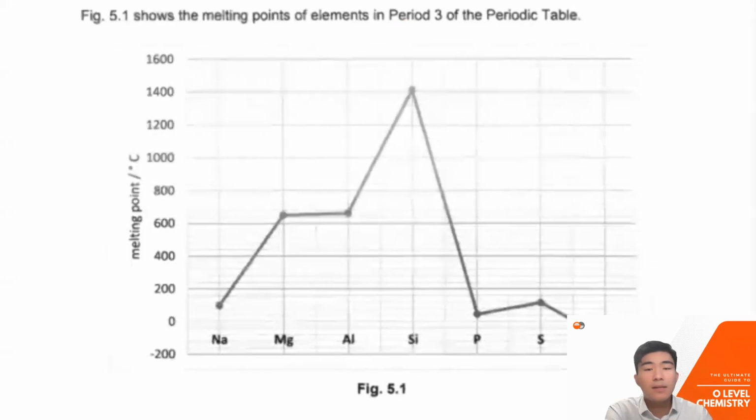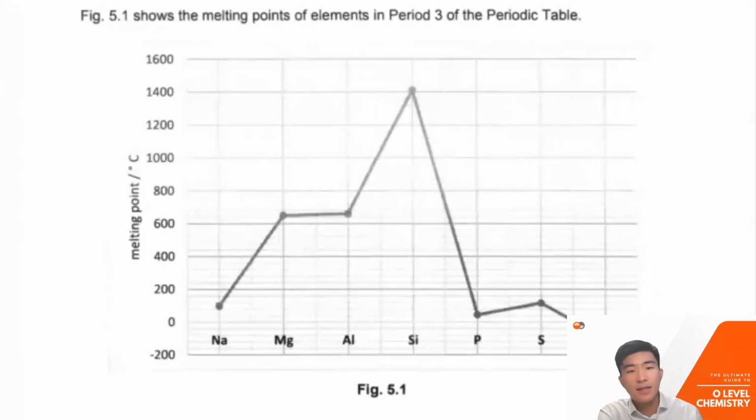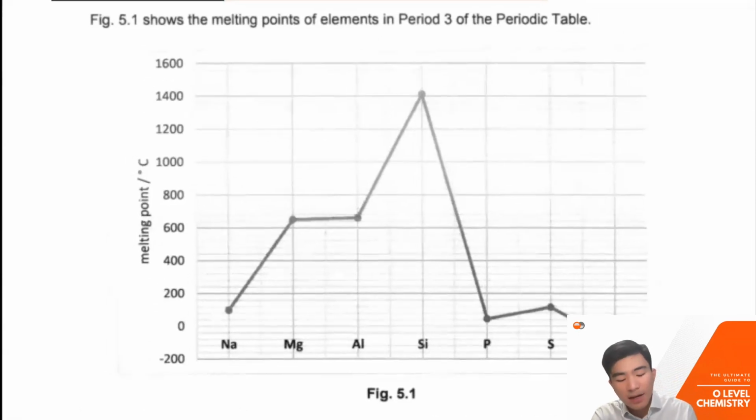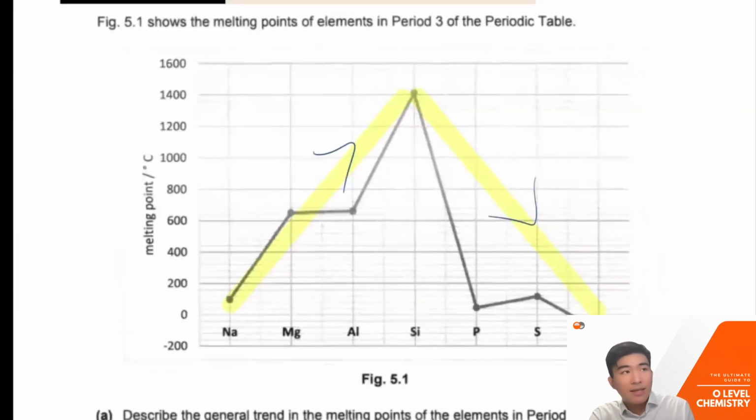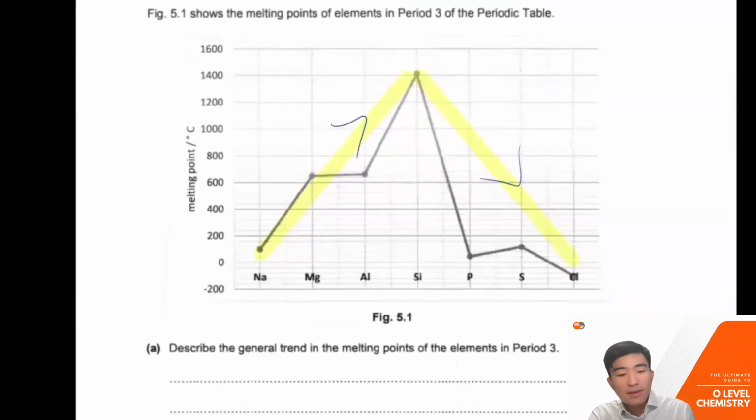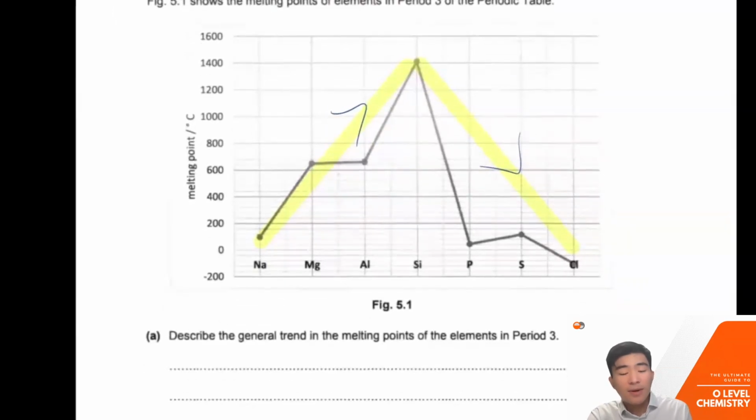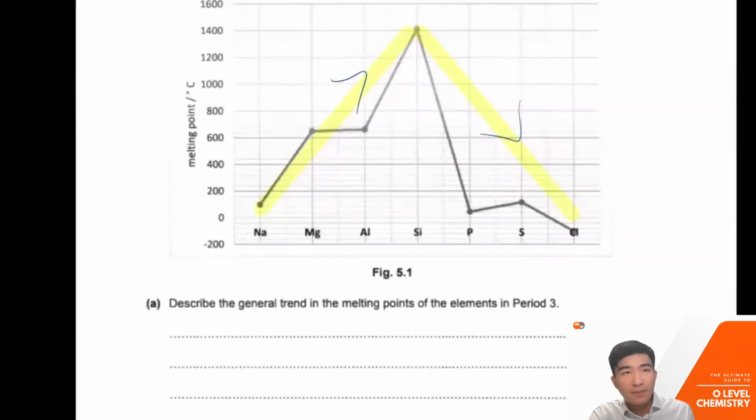Does anybody have any answer? We look at the graph together. Now, across period 3, can you see that there is an increase? This is the general trend. After that, can you see that there's a decrease? So the trend is as such: you go up, then go down. So how do you put that in words? They ask you to describe the general trend of melting points in the elements of period 3.